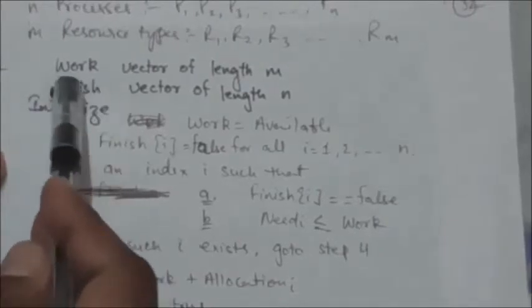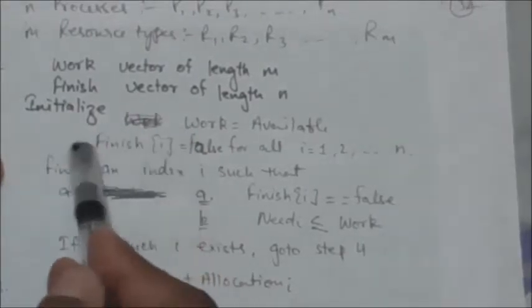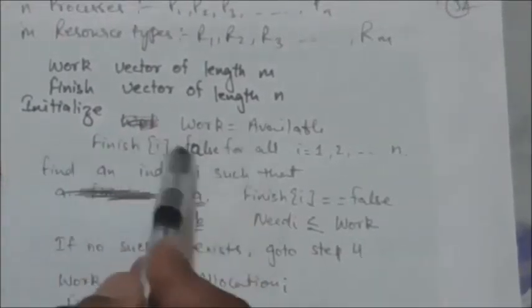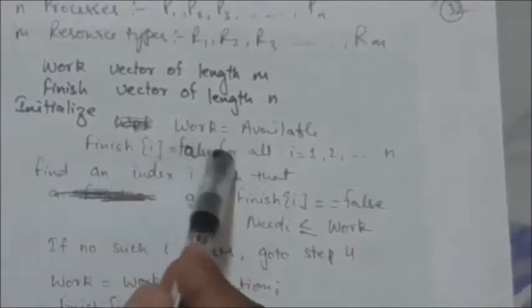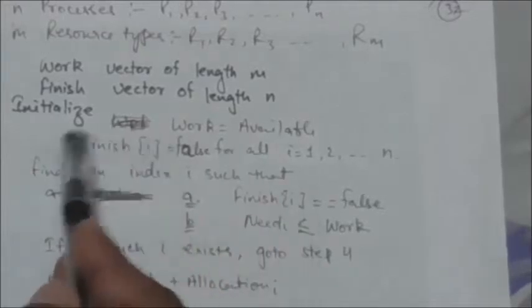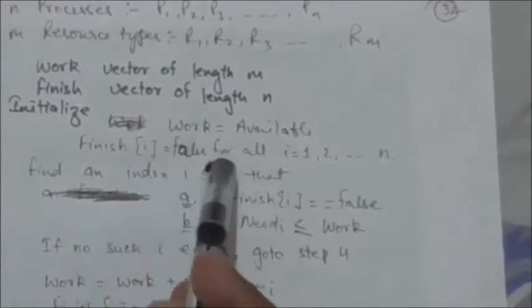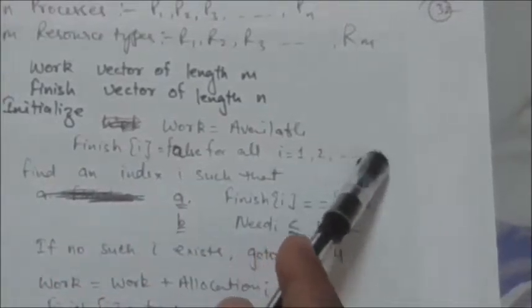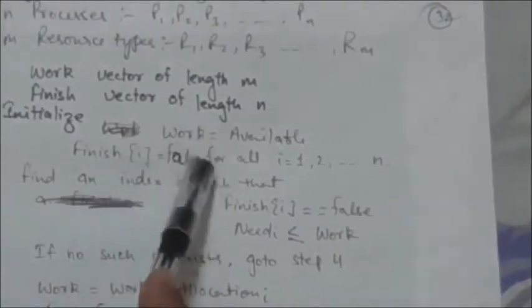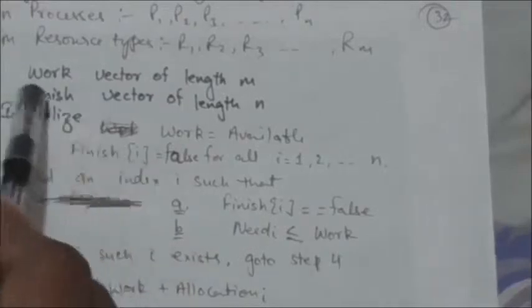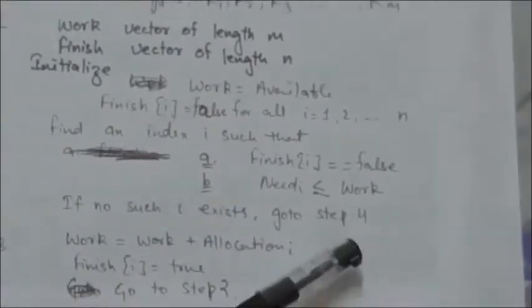And how is this vector finish initialized? At every index i in this vector finish, the value false is set. So finish[i] is equal to false for all i equal to 1, 2, 3, and so on up to n. At every index, the value false is stored in this vector finish.